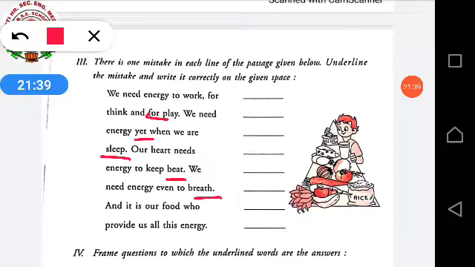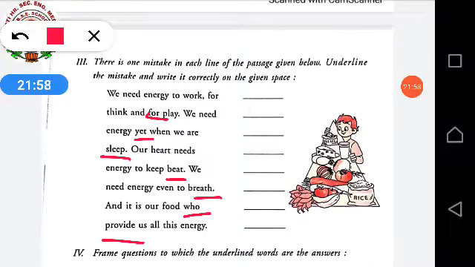And it is our food who. Is food a person or a thing? No. So we cannot use who for food. What do we have to use over here? That. It is our food that provides us all this energy.